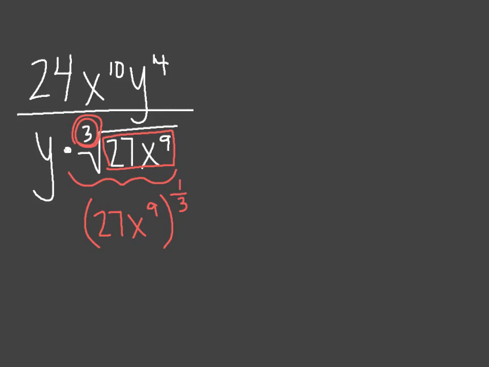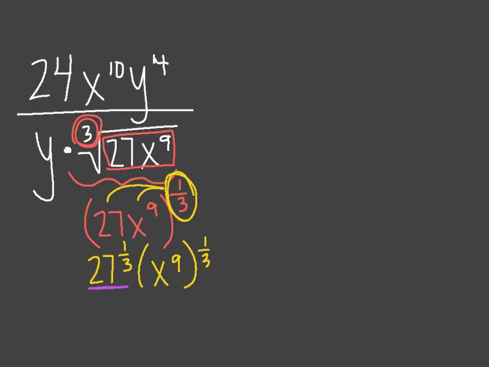Now, I can go ahead and simplify these parentheses by distributing my exponent. So I'm going to take this 1/3, put it on the 27, and put it on the x to the 9. Now, using my calculator, 27 to the 1/3 power is 3. And then remember, if I have a variable with 2 exponents, I multiply those two. So 9 times 1/3 will give me x to the 3rd power.